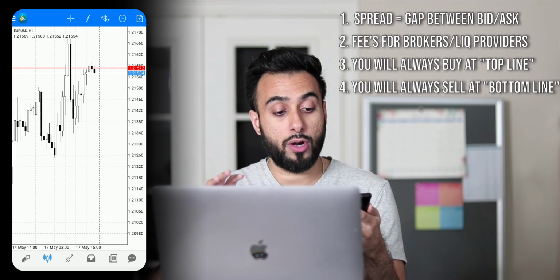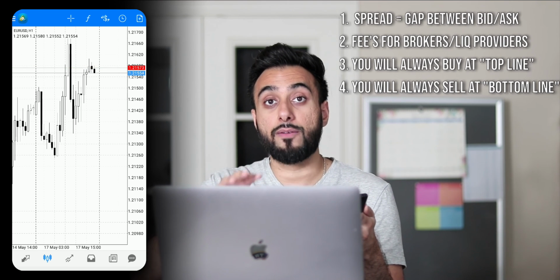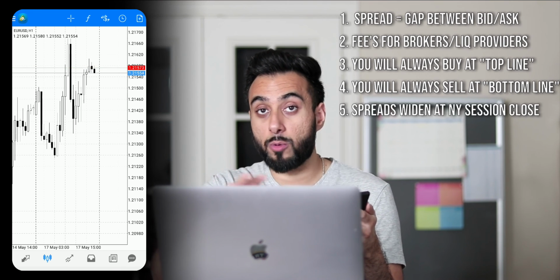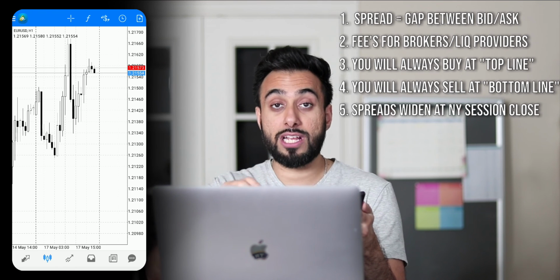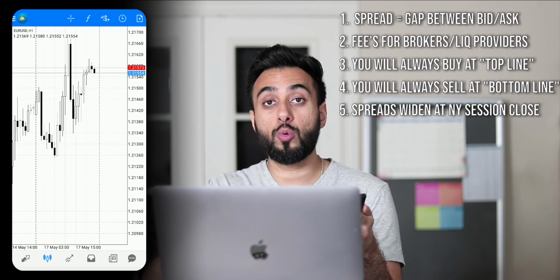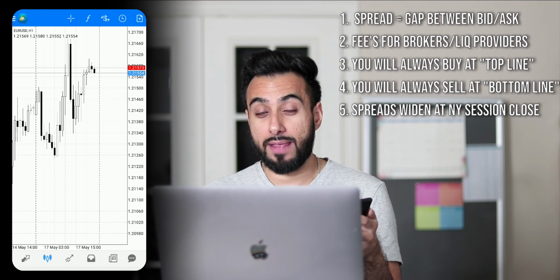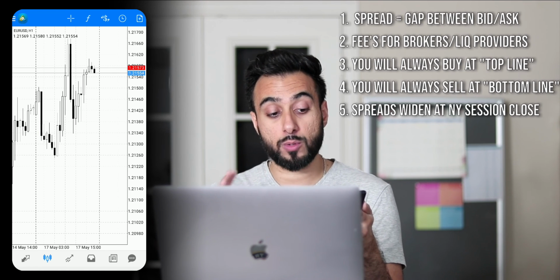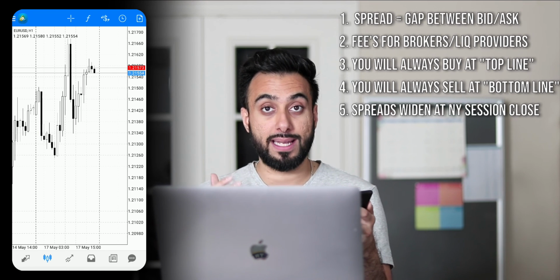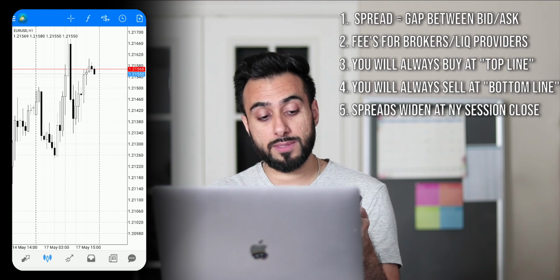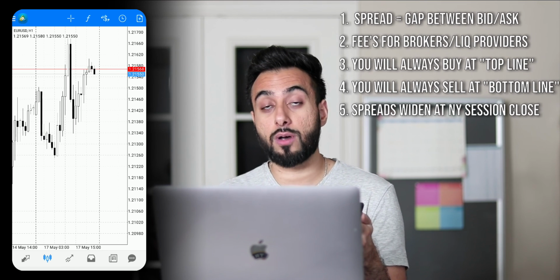Now, the next thing you have to understand is that at 5 p.m. Eastern, or depending on wherever you live in the world, the spreads will widen, and you probably do not want to trade at that time. And the spreads are also sometimes wide when the markets open up on Sunday evening, and sometimes get wide before the market closes on Friday.